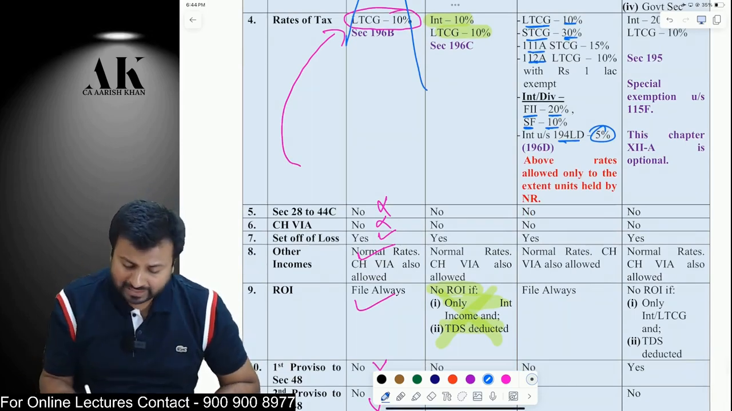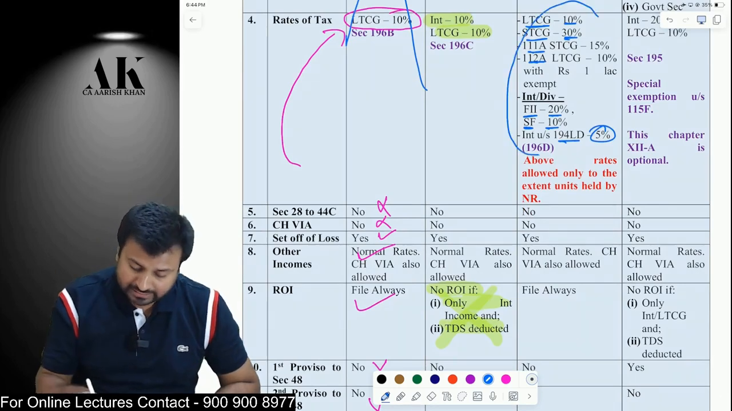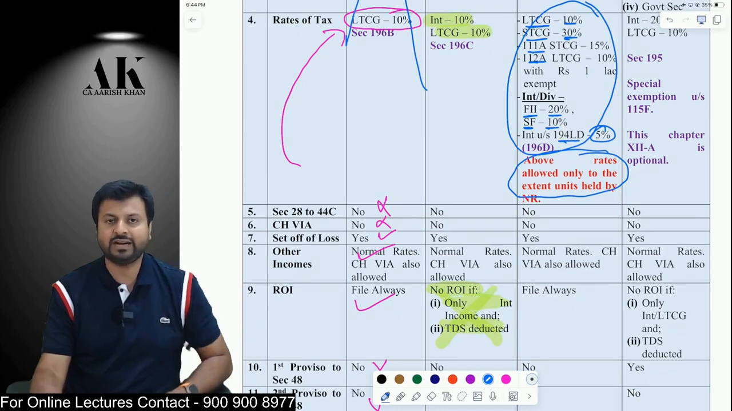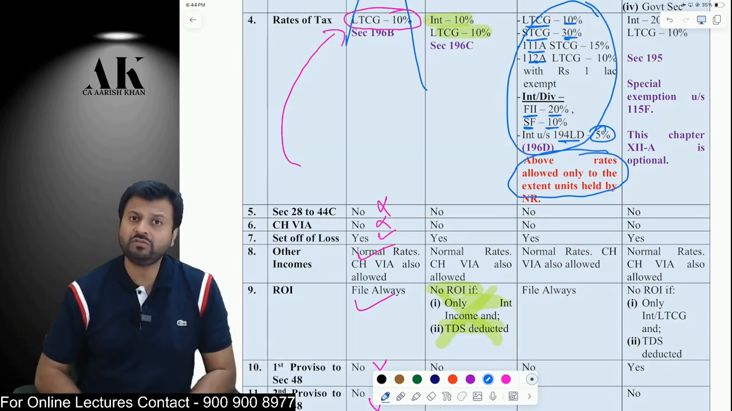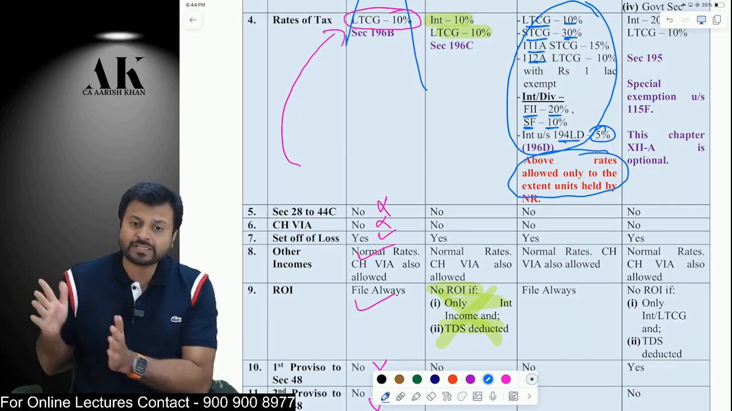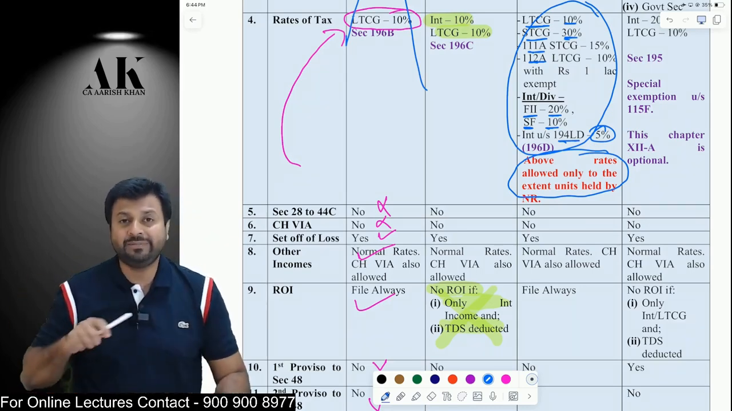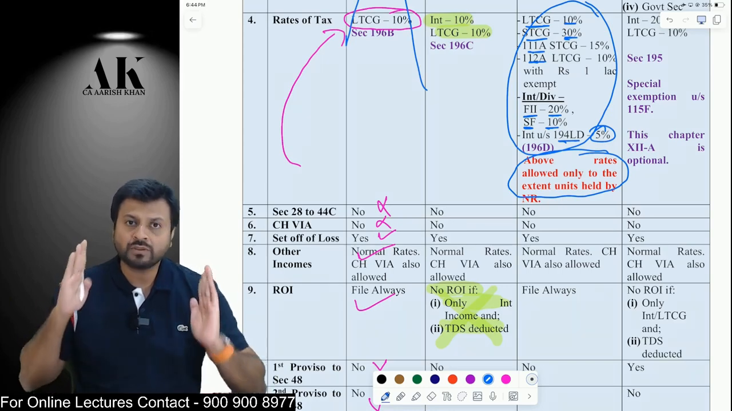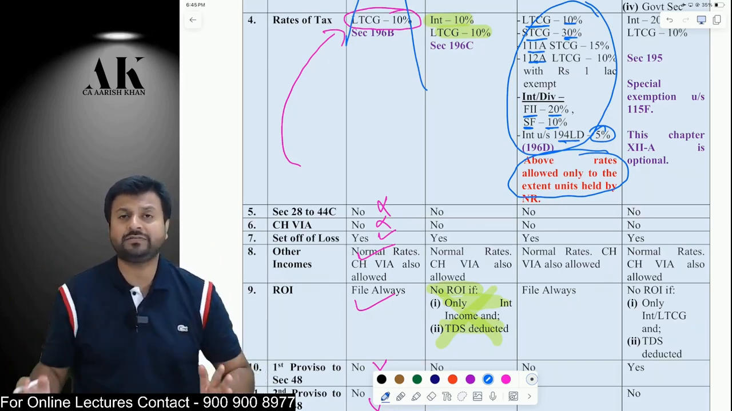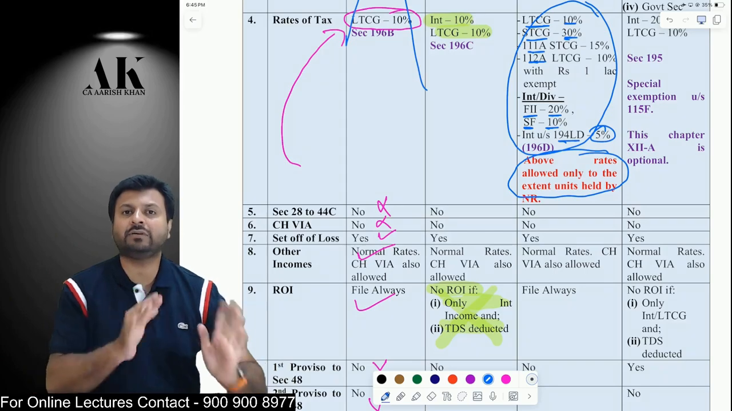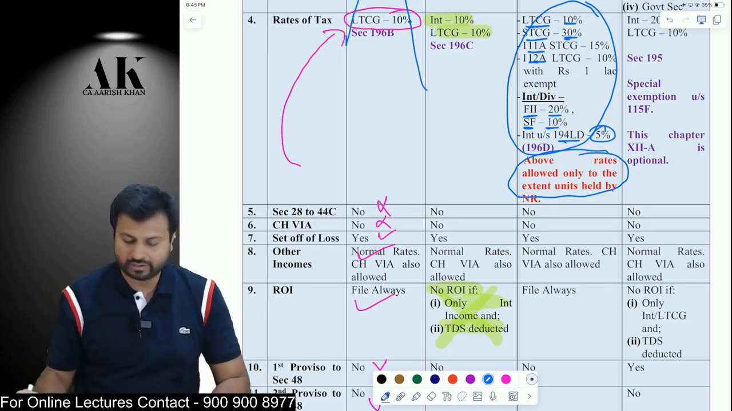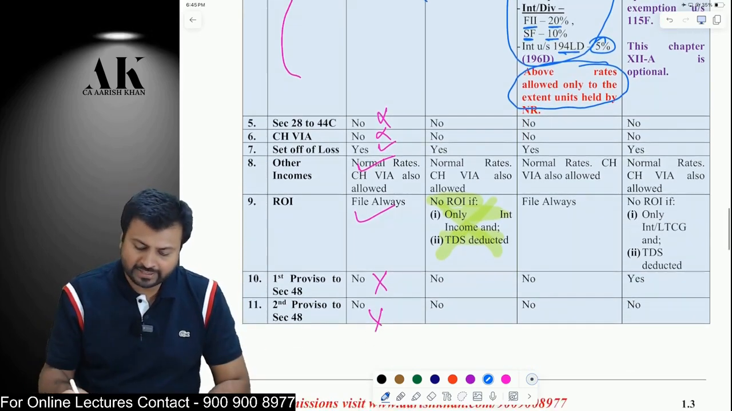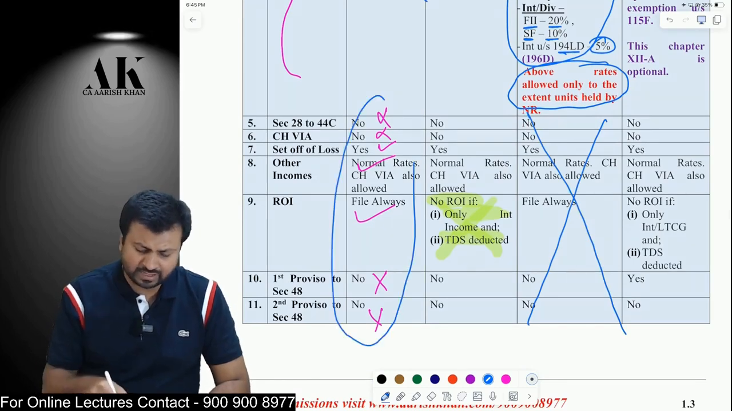One more important point: this relaxation is applicable only to the extent the units are held by non-residents. Suppose the specified fund has 100 unit holders, out of which 70 are non-resident, then only 70% of the income will be subject to this relaxed rate. The remaining 30% of income will be subject to the normal tax rate. So if the FII or specified fund wants to make their entire income covered under this, then all the unit holders have to be non-resident. Otherwise they will not get the relaxation on the entire income. One last thing, the rest of all things are the same as the first section only.